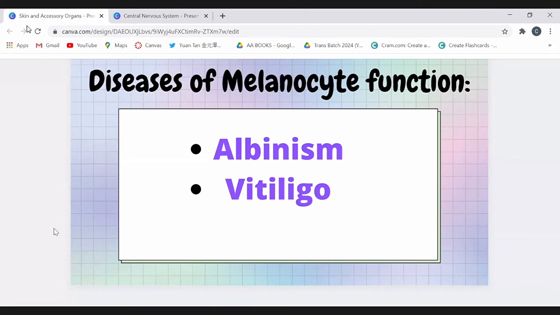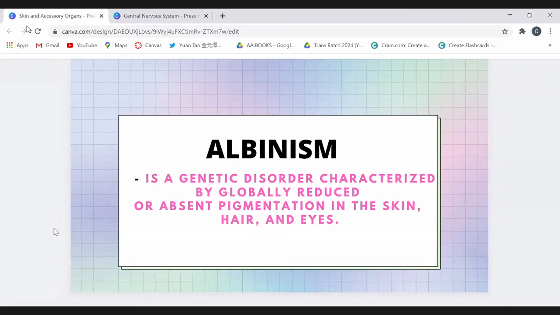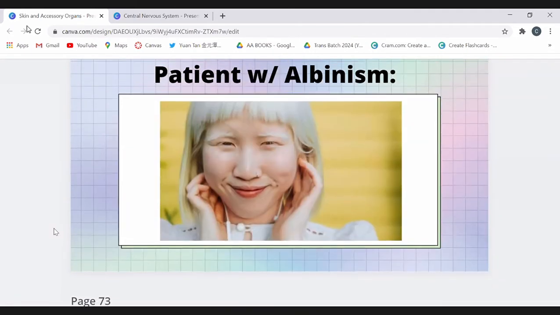Diseases of melanocyte function: albinism and vitiligo. So let's discuss first the albinism. So albinism is a genetic disorder characterized by globally reduced or absent pigmentation of the skin, hair, and eyes. Next slide, please. So this patient is exhibiting albinism.